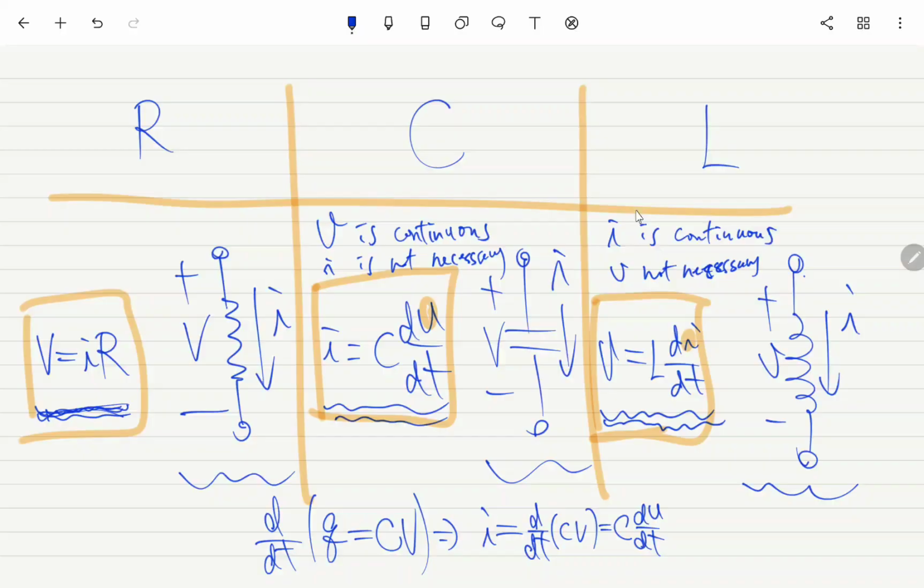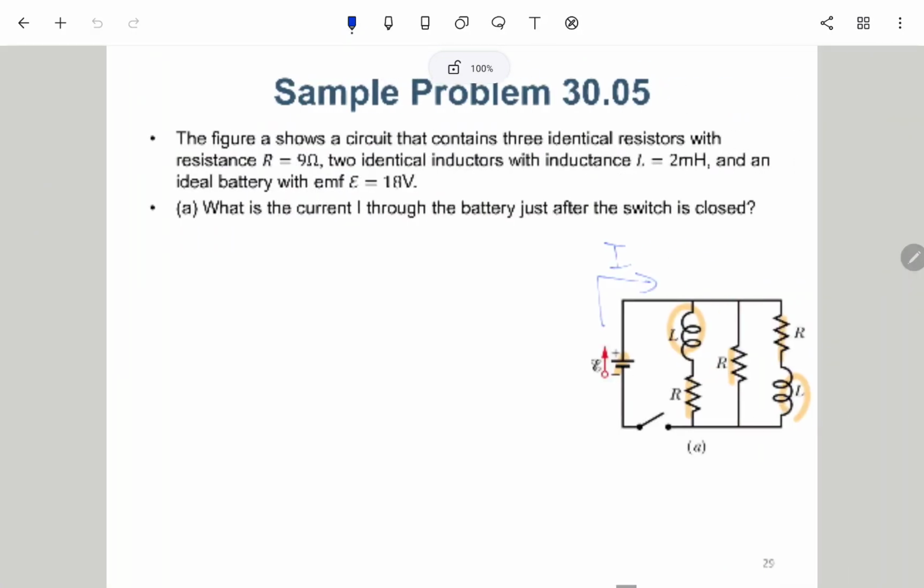For the inductor, I is continuous. For the R, I and V are not necessarily continuous. It can have quite a lot of jump. So if you know that, here we will make use of the current.